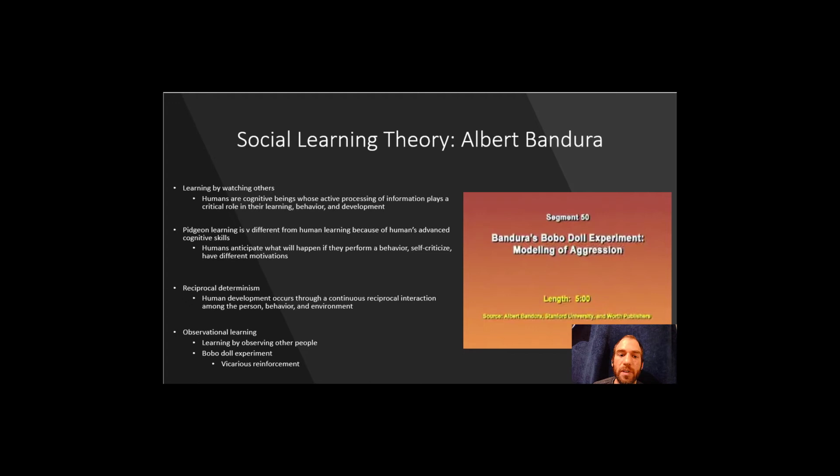He also argued for reciprocal determinism, and that is human development occurs through a continuous reciprocal interaction among the human, behavior, and environment. So we're constantly interacting with the environment, kind of creating our own environments. It's not that we're just passive recipients of inputs and outputs. And specifically, he looked at observational learning, learning by observing other people, and the Bobo doll experiment.